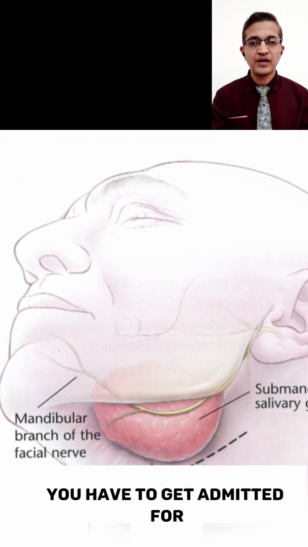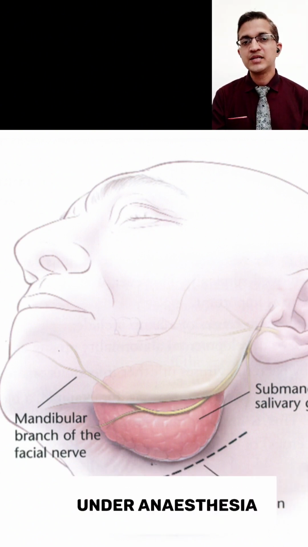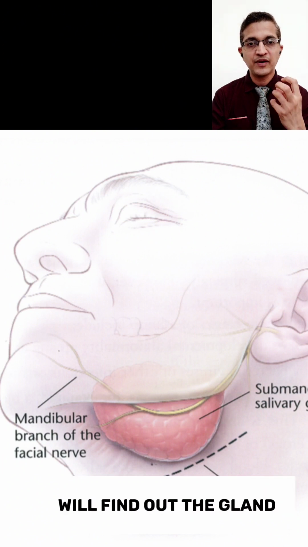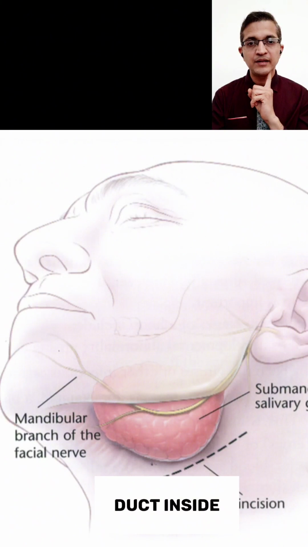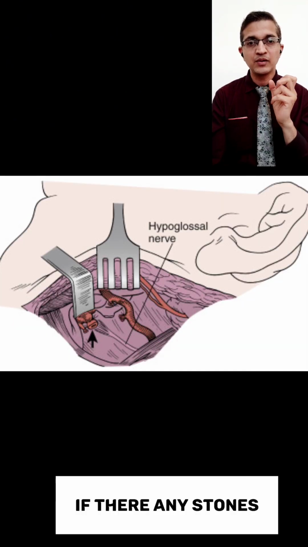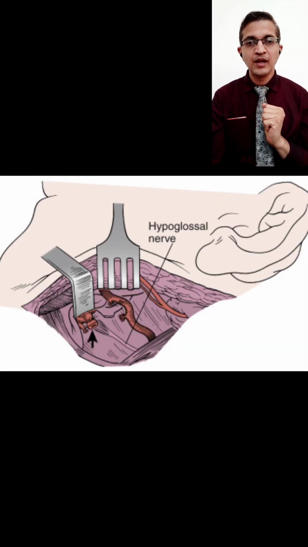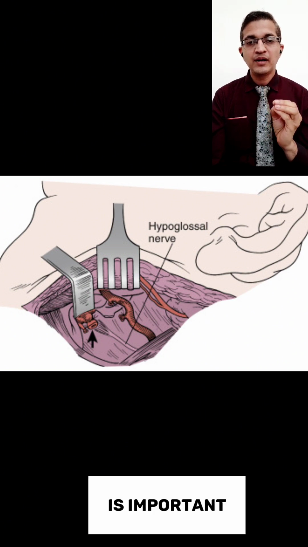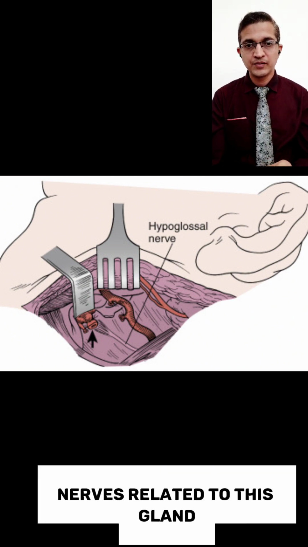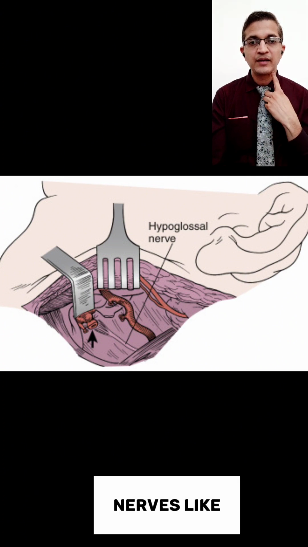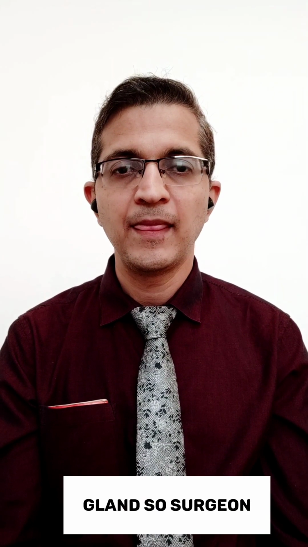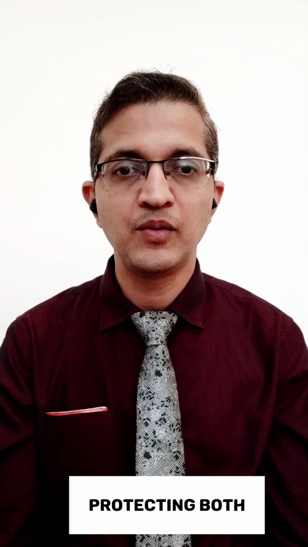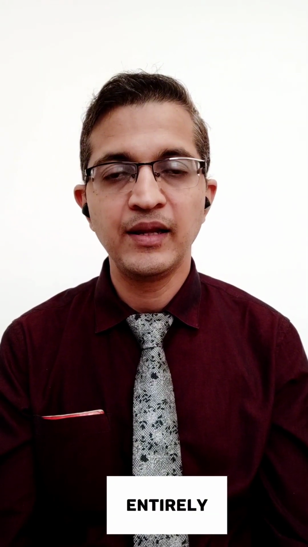You have to get admitted for 1 day, and under anesthesia, the doctor will open from this area and find the gland. He will remove the entire gland. He will ligate the duct inside. If there are any stones, the doctor will take out those stones also. This surgery is important as there are important nerves related to this gland. The nerves, like the lingual nerve and hypoglossal nerve, are both very closely related to this gland. So the surgeon will make sure he is protecting both nerves and taking out your entire affected gland safely.